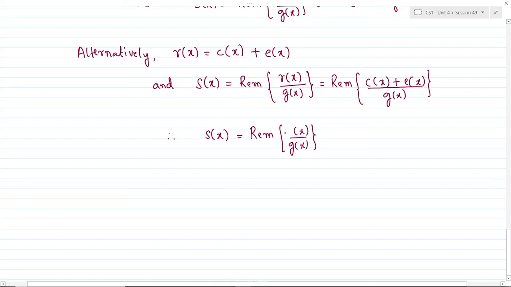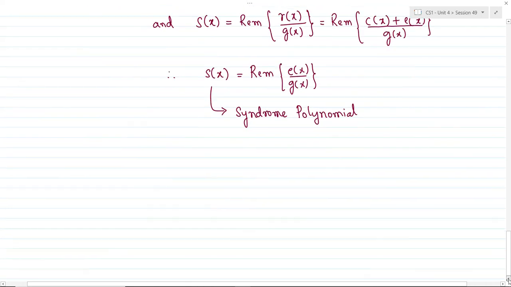Okay, so exactly similar to decoding of linear block codes, we call S of x the syndrome polynomial. So at the receiver, all we need to do is divide R of x by G of x. We know that this division would give the error polynomial over G of x, which results in the syndrome. With the syndrome, we can easily try to decode what exactly is transmitted.